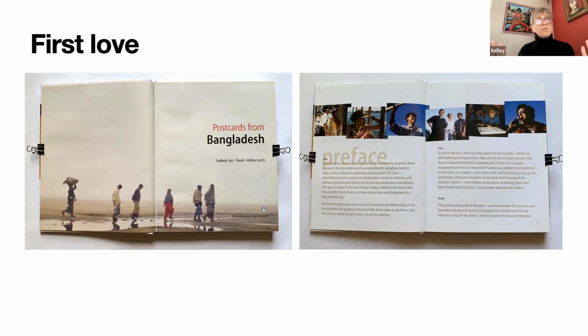And so in making this book, I think it really sparked this first love for making books, and also this first love for developing countries, particularly for Bangladesh, which has a huge place in my heart. And I go back every chance I can. It was a new window. It was exactly what I'm talking about with all of this. It was a window into this world.